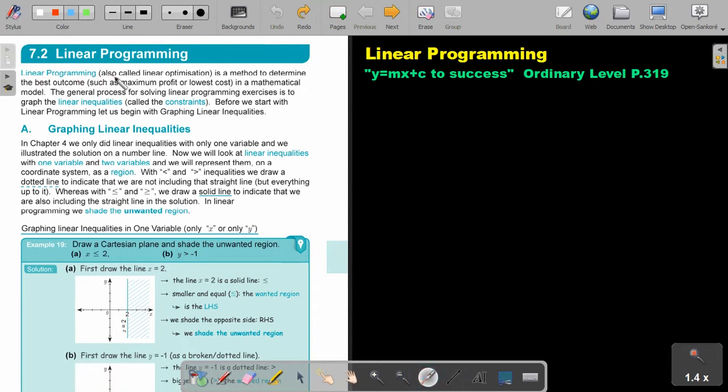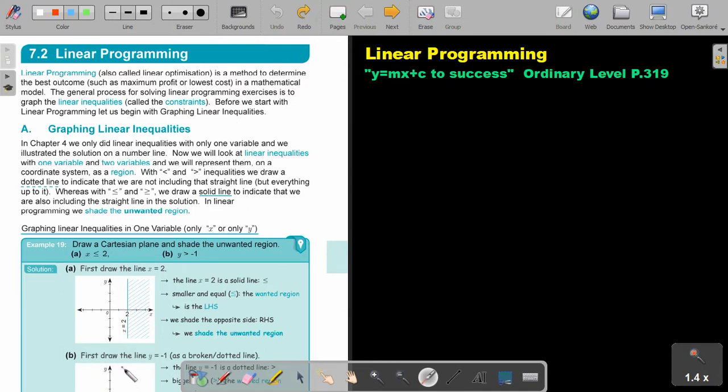Linear programming, also called linear optimization, is a method to determine the best outcome, such as a maximum profit or the lowest cost, in a mathematical model. The general process for solving linear programming exercises is to graph the linear inequalities, called the constraints. Before we start with linear programming, let us begin with graphing linear inequalities.